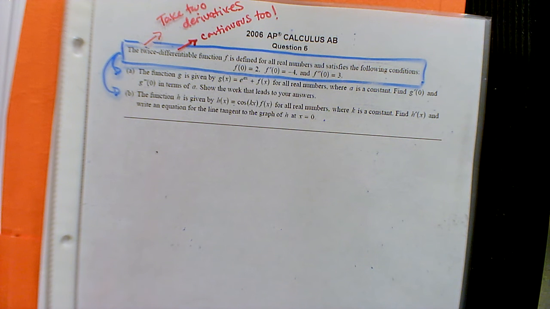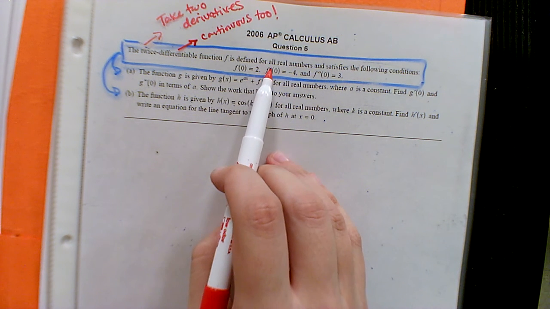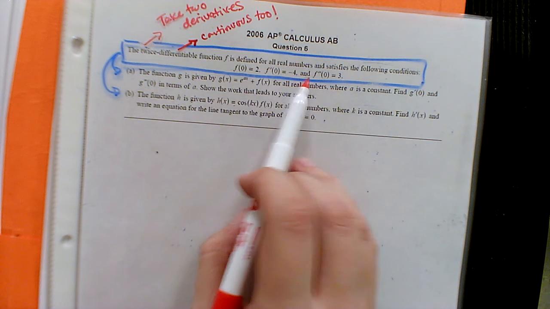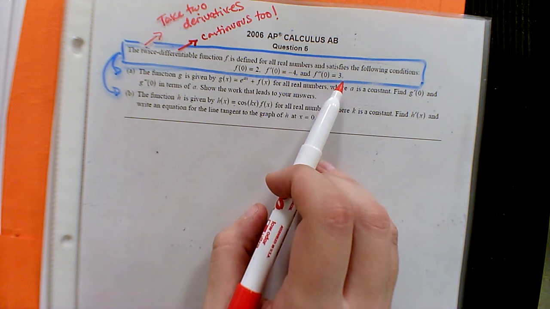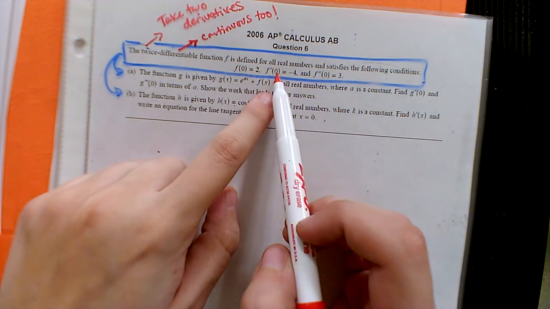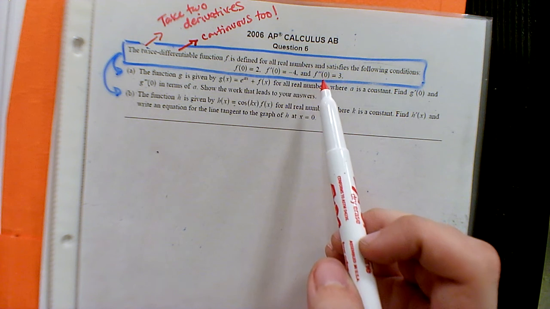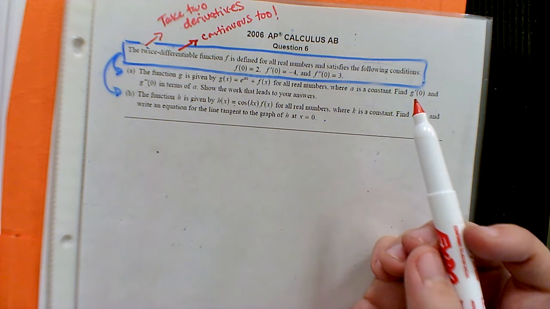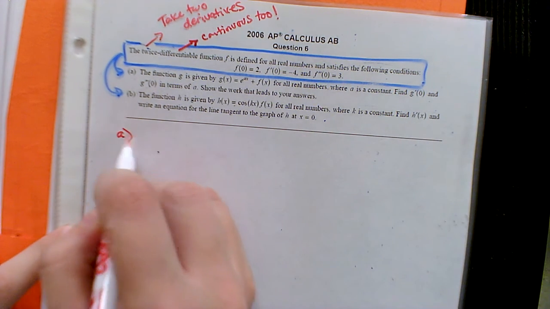Good, good, good. So we have a twice differentiable function defined for all real numbers with the following conditions. f of 0 equals 2, f prime of 0 equals -4, f double prime of 0, meaning the second derivative, is 3. So if you were to plug 0 into the original function, you'd get 2. If you plugged 0 into the derivative, you get -4. If you plugged 0 into the second derivative, after you did 2 rounds, you would get 3. Okay, so we have that information. Let's see if we can use that to help us, at least with part A here.